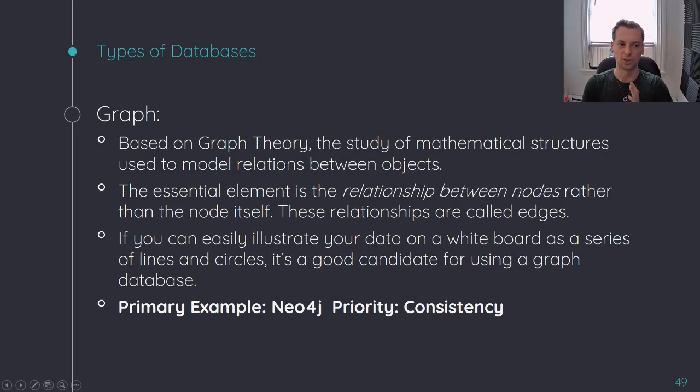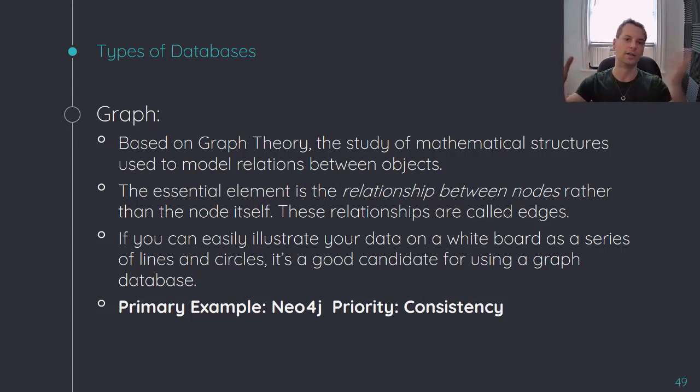Alright, let's talk about our last genre, the graph database. Graph databases are based on graph theory, which is the study of mathematical structures used to model relations between objects. If you look back on our various databases so far, there's usually been an essential element to them. The relational database, it was probably the row or maybe the table. The document database had the document. The key value stores had the key value pair. For this, the relationship between the nodes is the integral element, not the node itself. These relationships are called edges.